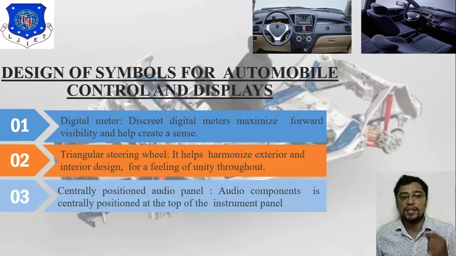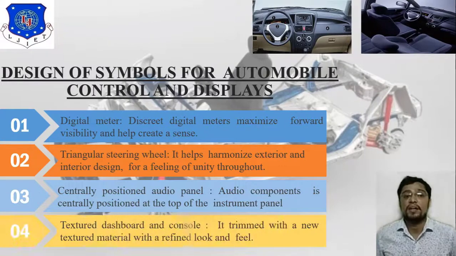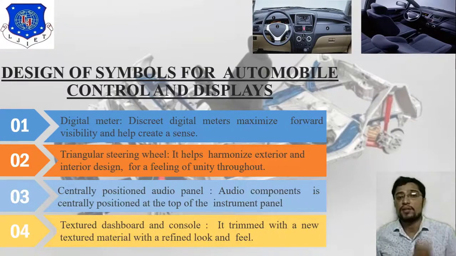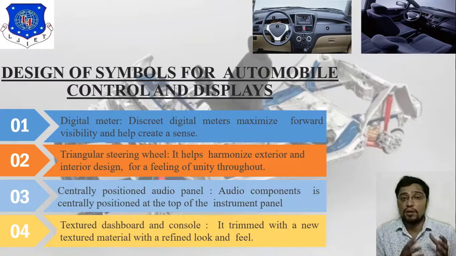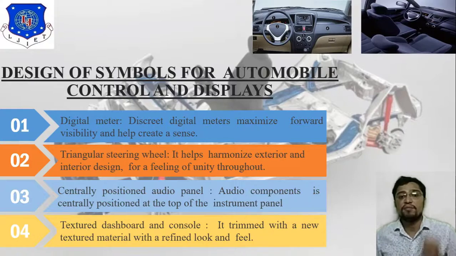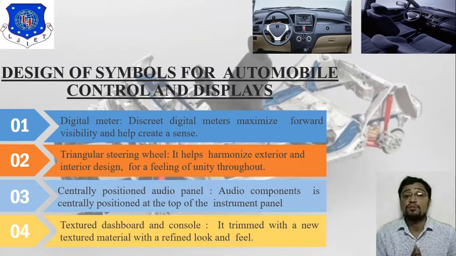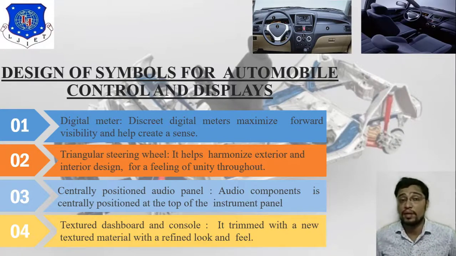Third one, that is the centrally positioned audio panel. What is the function of the centrally positioned audio panel? The audio component is centrally positioned at the top of the instrument panel. And last one, that is textured dashboard and console. What is the function of that particular concept? Trim with a new texture material with a refined look and feel. So these are the four main designs of symbols for automobile control and display.